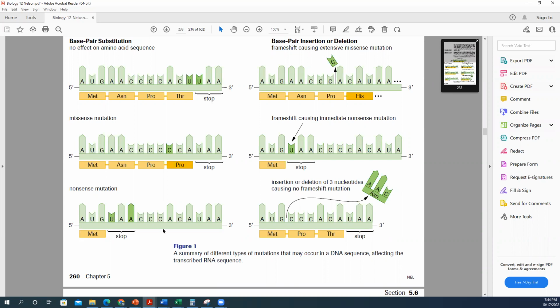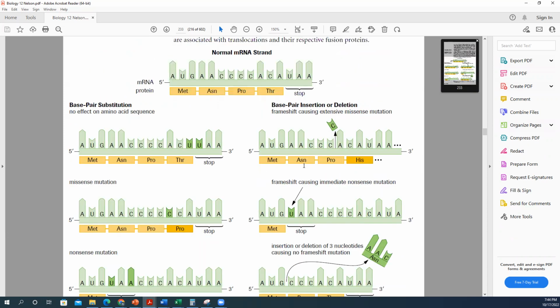Sometimes you can have a frameshift mutation. That means maybe there's an insertion or a deletion. So for example, let's look at this sequence here, where you have methionine, asparagine, proline, and then after the proline comes ACA.